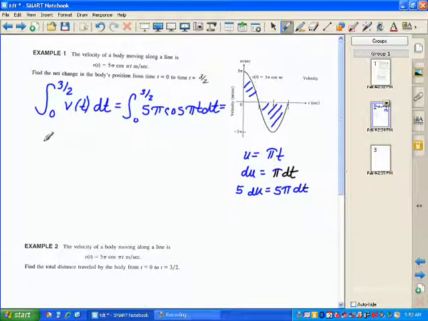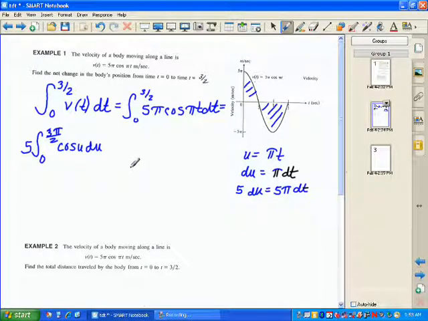Okay, I know now as soon as I put those u's in, I'm going to want to change the limits of integration. So if I plug a 0 in over here, I'm still 0. If I plug a 3/2 in, I have 3 pi over 2. Okay there? Alrighty. So I'm going to have cos u, and in place of this 5 pi dt, I'm going to put 5 du. I'll put the 5 out front.